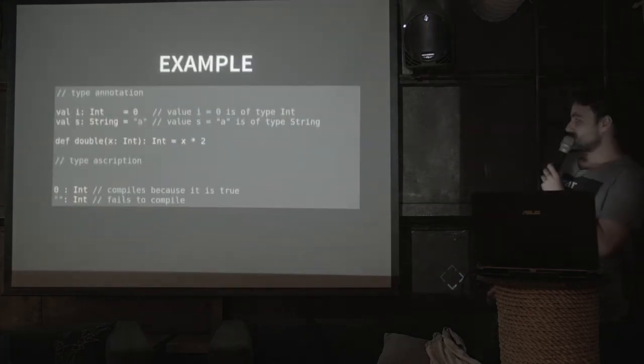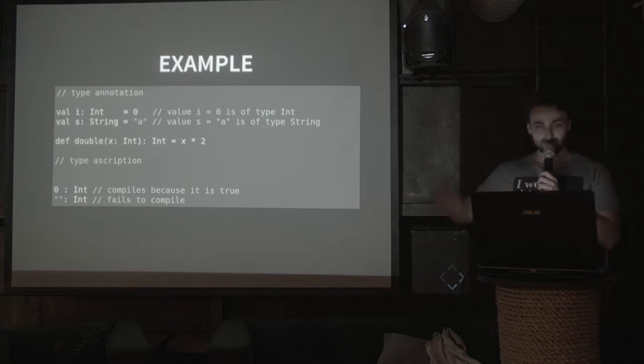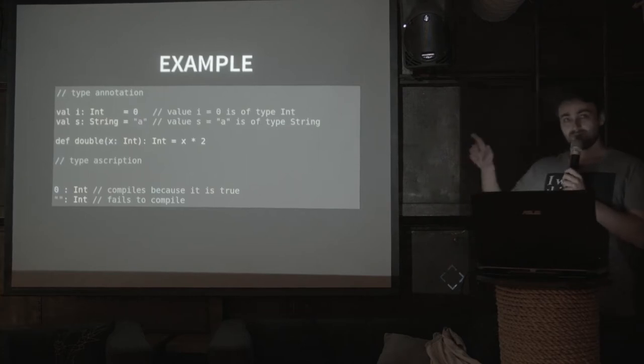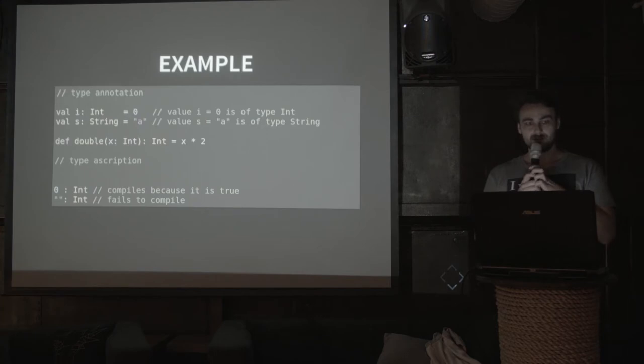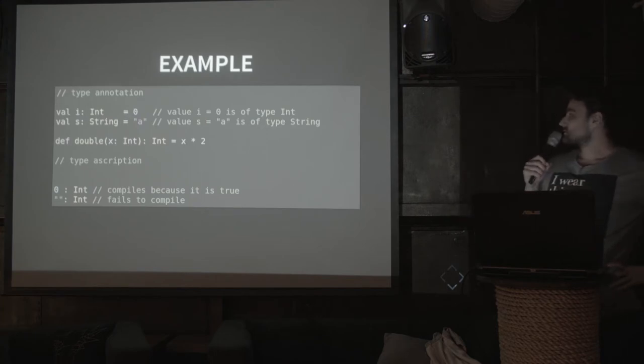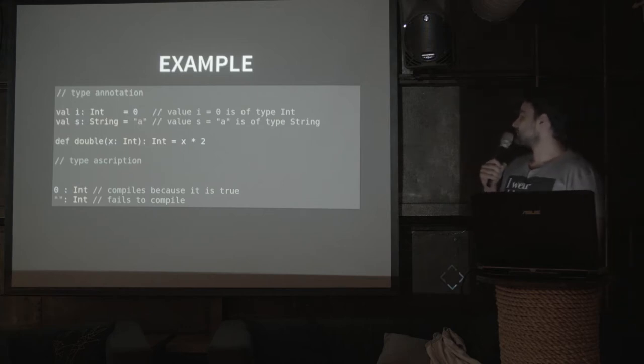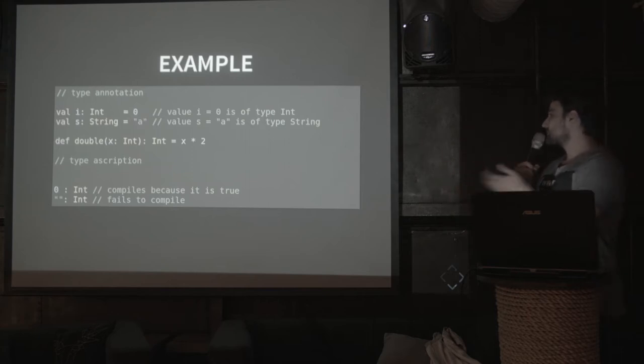Just an example of how we use it in Scala: when we declare some value, we use this double dot sign to write the type after the value. Then after the equal sign, we write the actual value. So that's how we define our values. This is called type annotation because this way we are saying that we have some value e, whose type is integer and its value is 0. Then we have some value s, its type is string and its value is a.